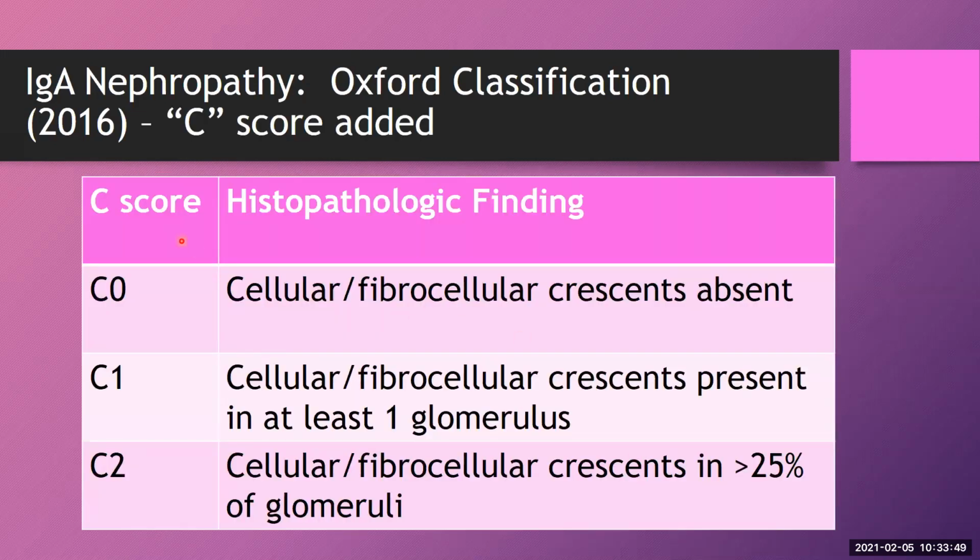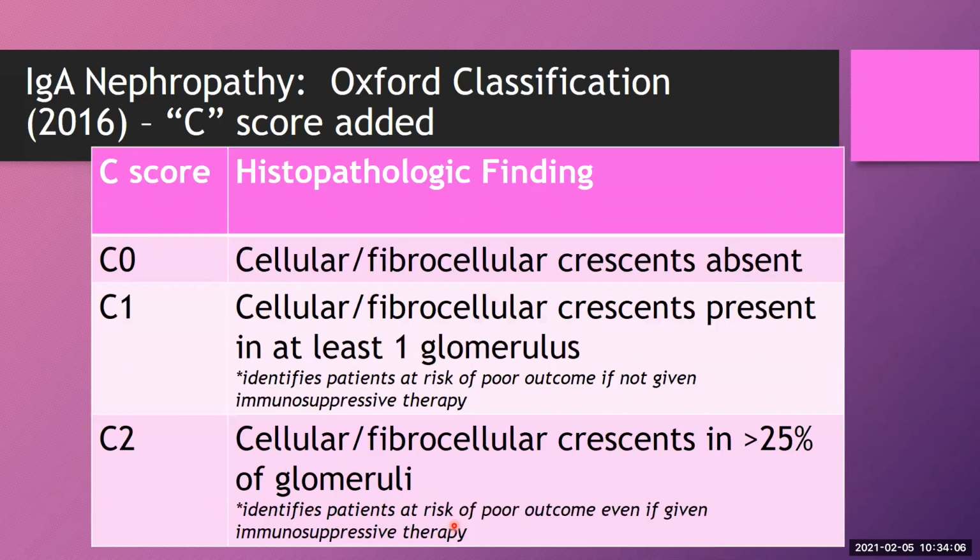So, C0: no crescents at all. C1: cellular or fibrocellular crescents present in at least one glomerulus. C2: the same thing in greater than 25% of glomeruli. Because crescents are severe to the disease process, their presence tends to indicate a response to treatment. A C1 score identifies a patient at risk of a poor outcome if not given immunosuppressive therapy. A C2 score identifies patients at risk of a poor outcome even if given immunosuppressive therapy.